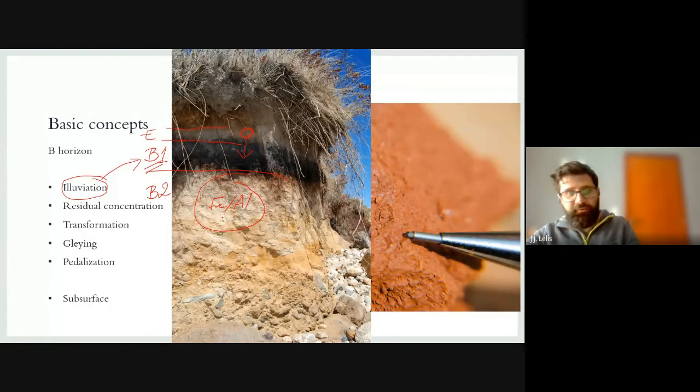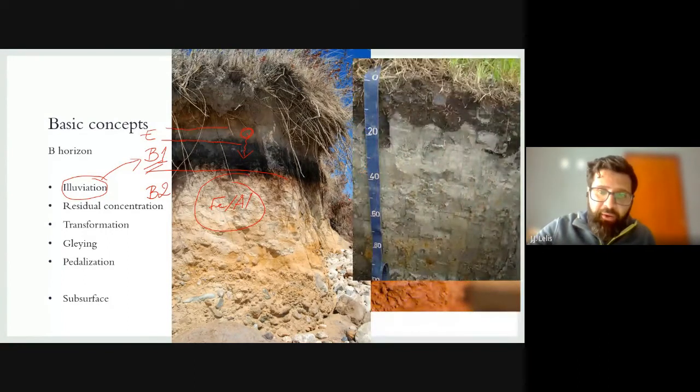We can identify B horizons produced by gleying too, with these redoximorphic features like the mottles and this gray color. A B horizon also can be produced by flooding, a process that produces a very particular kind of B horizon.